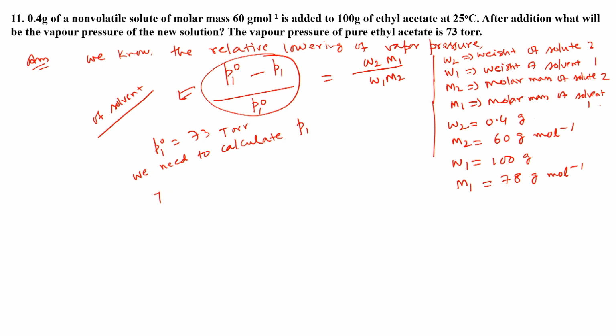Now we substitute everything. So 73 minus P1 by 73, and the value of W2 is 0.4, W1 is 100, and M2 is 60. Oh, sorry, this M1 is 78. If we carry this out, we get P1. P1 is 72 torr.